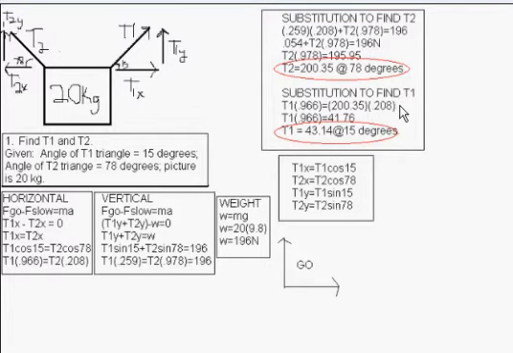This makes finding tension 1 a little bit easier. So we take the equation T1 times 0.966 equals 200.35 times 0.208. This is taken from this equation. But now that we know T2 is 200.35, we can fill it in under the previous unknown T2 spot in this equation. So once again, T1 times 0.966 equals 200.35 times 0.208. And just going through algebraic steps, we get that T1 equals 43.14 at 15 degrees.